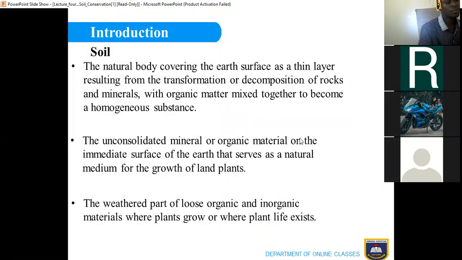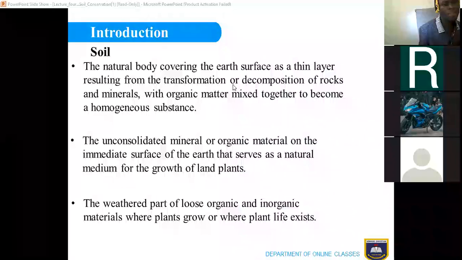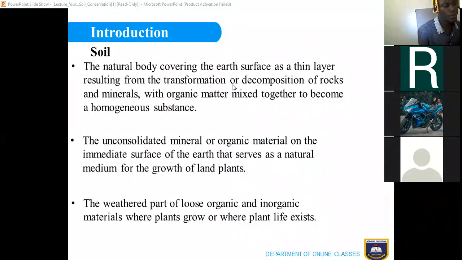The natural body that covers the surface of the earth as a thin layer resulting from the changes of rocks and minerals, with organic matter mixed together to become a uniform substance. It's quite a lengthy one. So the natural body that covers the surface of the earth as a thin layer that comes from the transformation or decomposition of rocks and rock minerals with organic matter mixed together, to become a uniform or homogeneous substance.